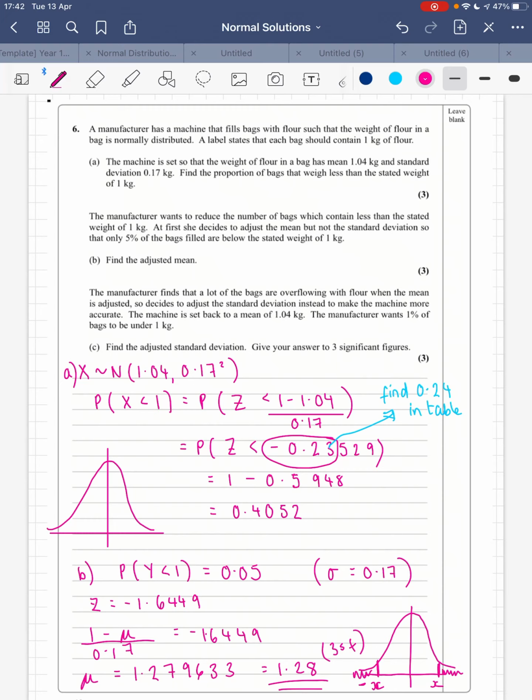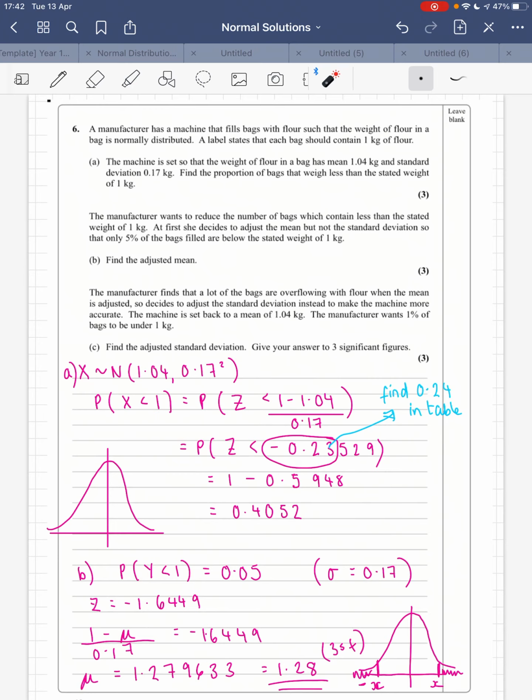So we have here a normal distribution. X is normally distributed with a mean of 1.04 and a standard deviation of 0.17. I always find it helpful to write that part out at the beginning of the question. It just helps me organise my thought process. That would be my recommendation: write it down before you start. Then we are trying to find the probability that X is less than 1. We're finding the proportion of bags that weigh less than the stated weight of 1 kilogram.